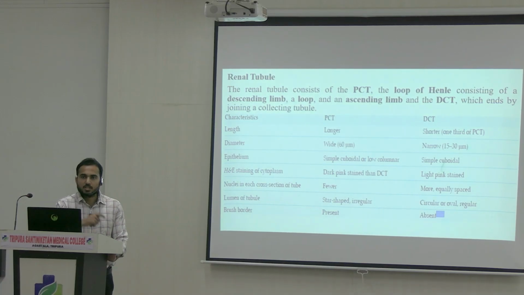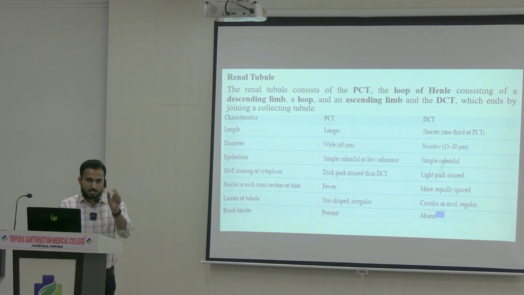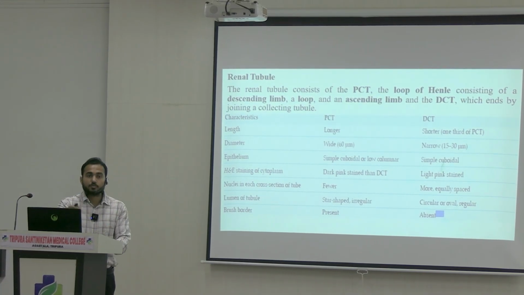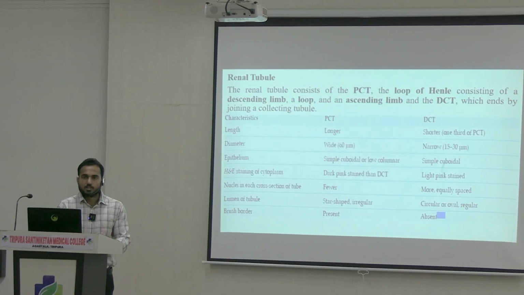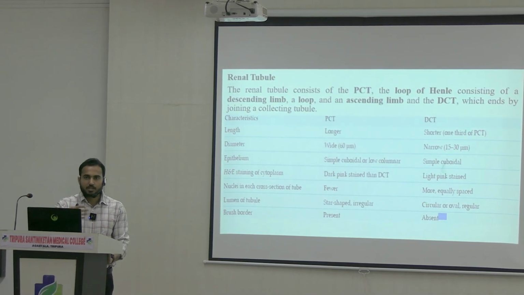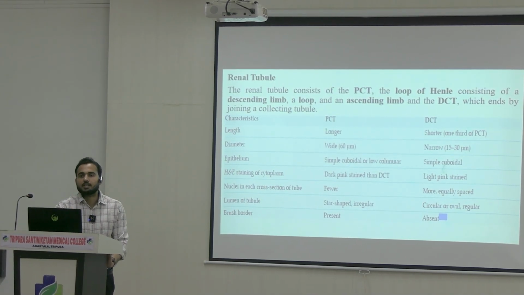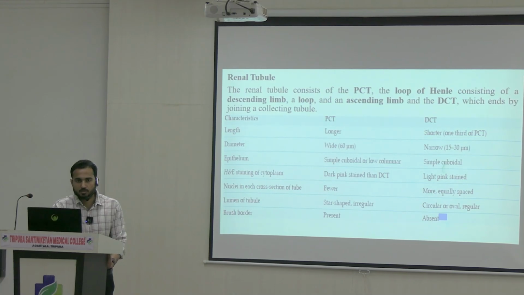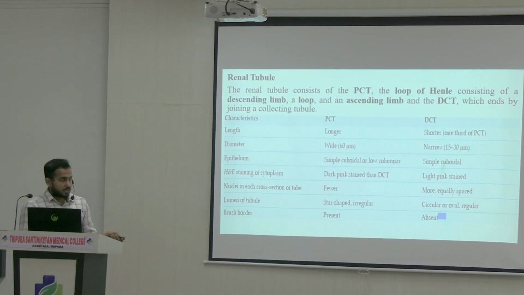And if you see the PCT, it is coiled in shape. It doesn't remain straight. It is in the form of a coil. Okay, so that's why the length is more, more time is there, so more absorption is taking place from the PCT. Okay, so PCT and DCT is done.